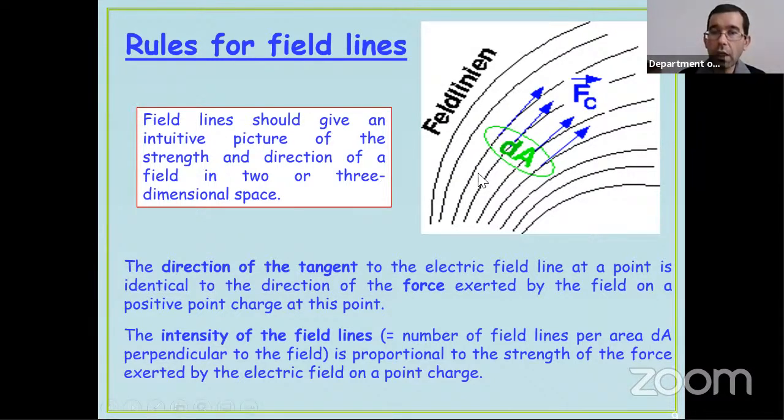So for example, here the field lines are close to each other, so that's the reason why the electric field is large here, and here they are further from each other, so here the electric field is less.